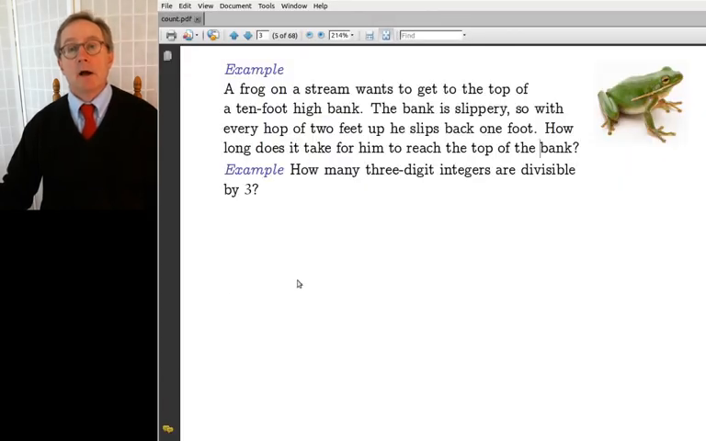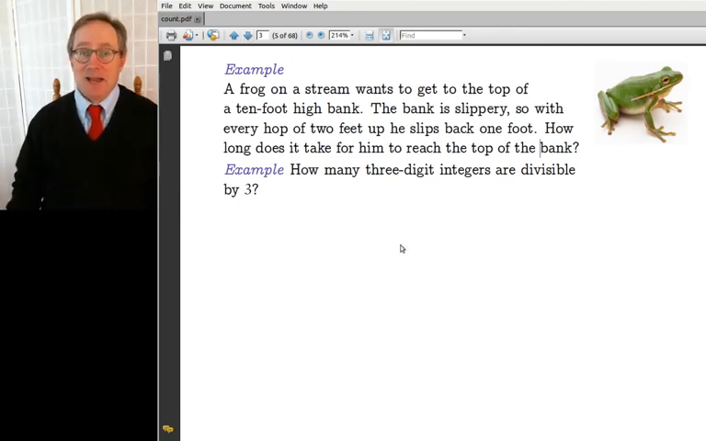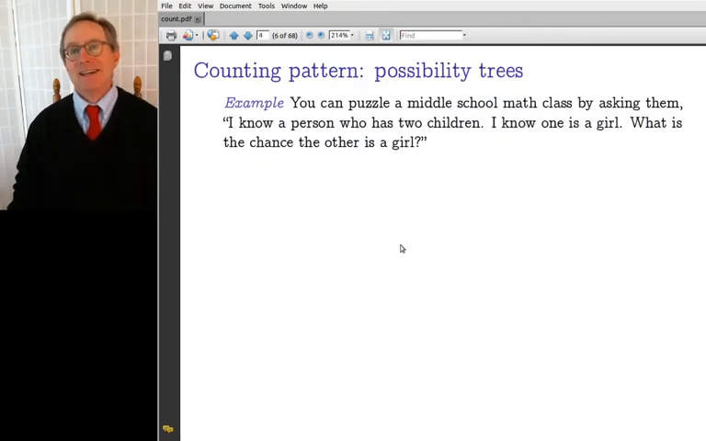Okay, so again, a caution there about defining terms and about being wary of making the kind of mistakes that a person has made many, many times, hundreds of times. Okay, so now we get into sort of the meat. Having been cautioned, we get into the meat of counting. Okay, so the first and major counting pattern is possibility trees.